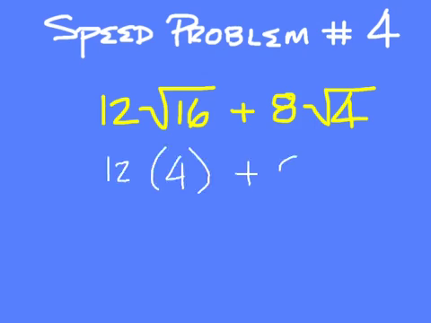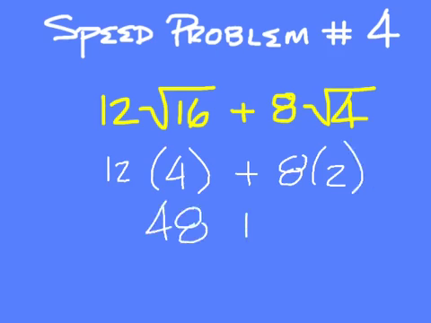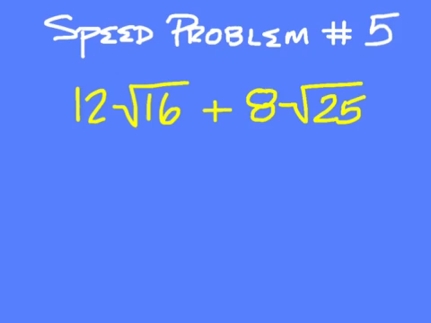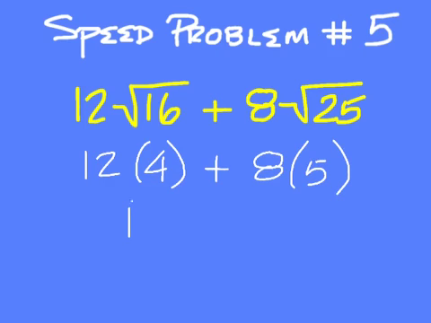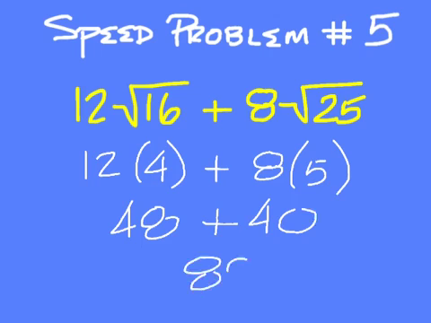Solution is 12 times 4 plus 8 times 2. That would be 48 plus 16, which is 64. Last one. That should be 12 times 4 plus 8 times 5, which is 48, plus 40. The answer is 88.